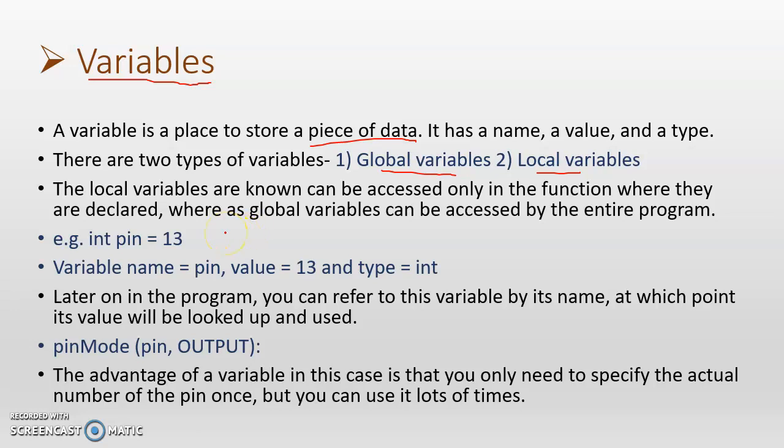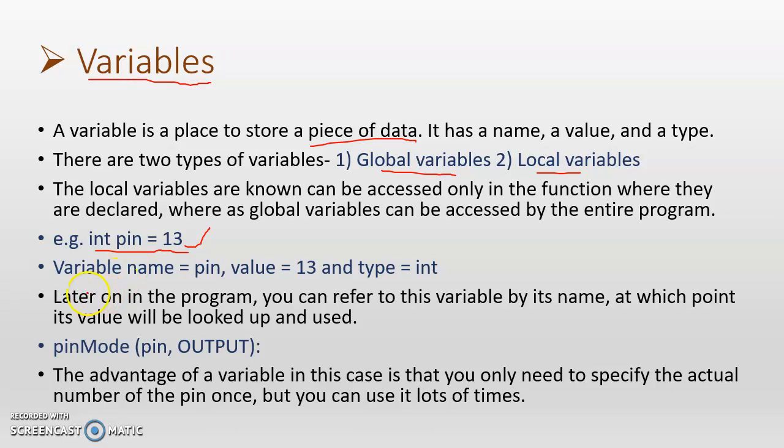The syntax for defining a global variable is int pin = 13. So what does this mean? Here the variable name is pin. So this is the variable. The value of this variable is 13 and the type of this variable is integer. So the complete syntax will be int pin = 13. The pin number 13 will be an integer and the variable name will be pin.